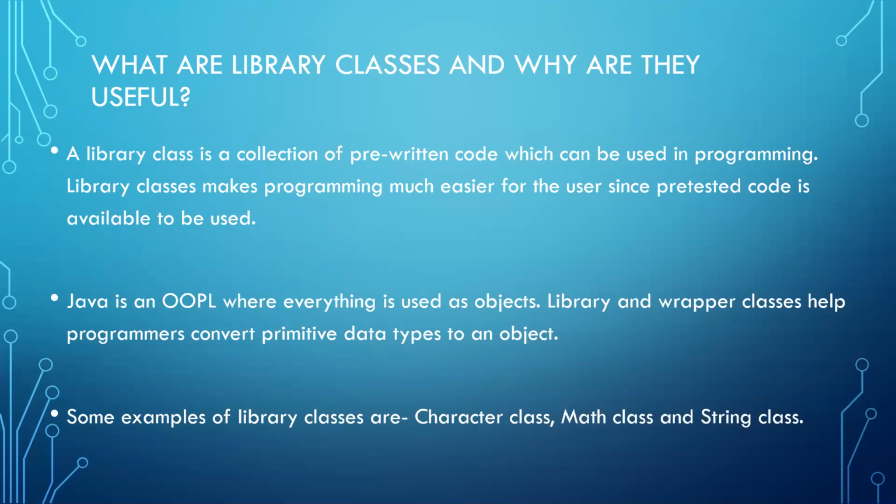Now, Java is an object-oriented programming language, so almost everything is used as an object. And so library and wrapper classes help programmers to convert primitive data types into objects which can be used. Some popular examples of library classes are the character class, math class, and string class.